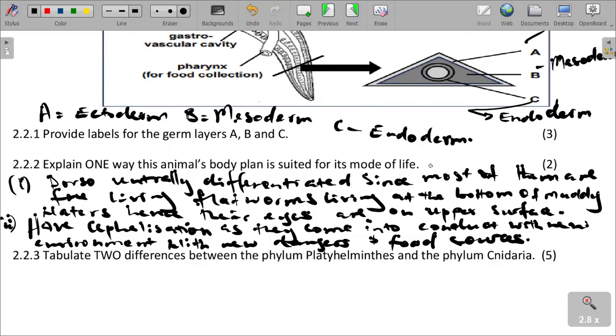And then another point I want you to notice is that in these organisms, the development of the mesoderm, or the triploblastic condition, allows the development of muscles, which allows free-living flatworms to actively move from one place to another, from one environment to another.